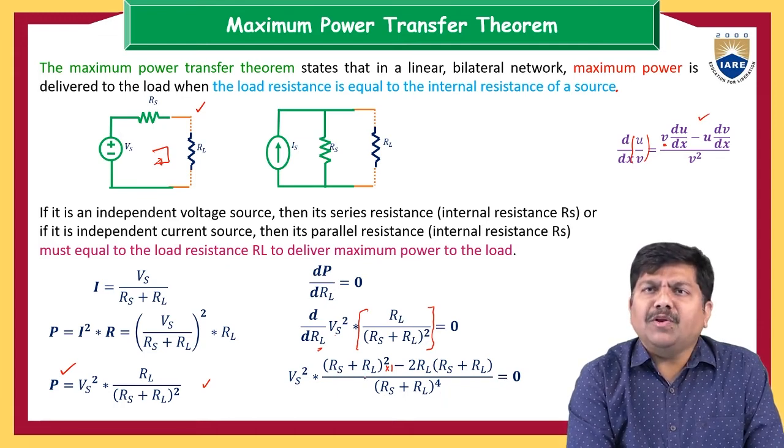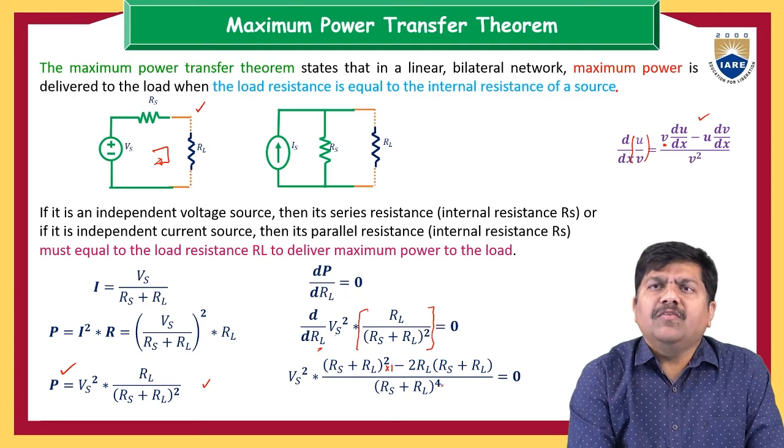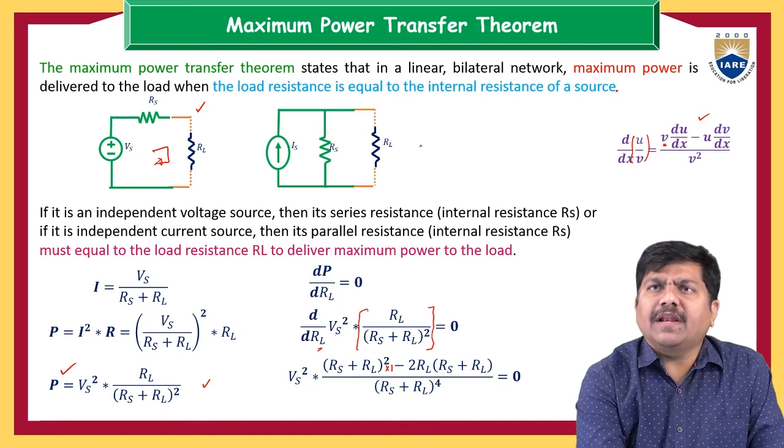Now if you are simplifying the numerator here, (Rs plus RL) whole square into 1 minus 2 into RL into (Rs plus RL). Just take out (Rs plus RL) as a common. So if you are taking this (Rs plus RL), then in the denominator 4 terms are there, one of which will get cancelled with respect to the numerator. Then in the numerator, you can see Rs plus RL.